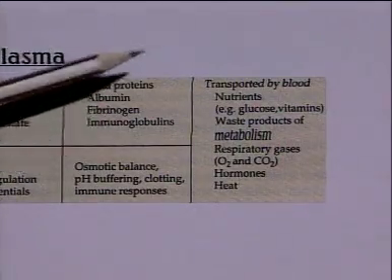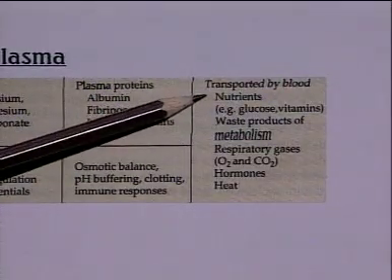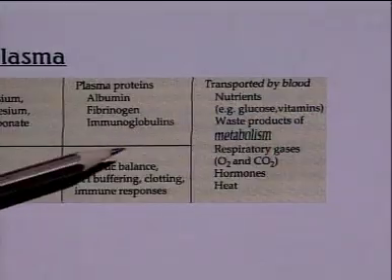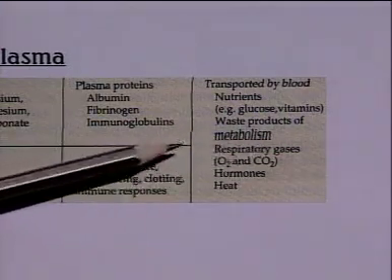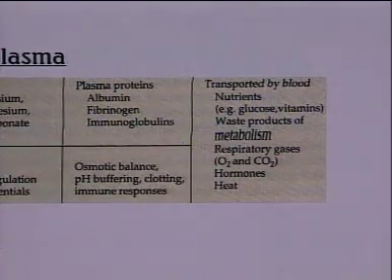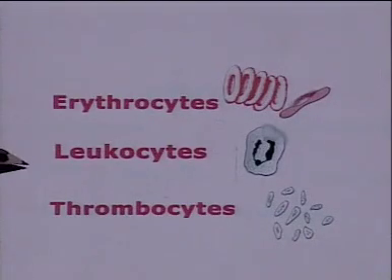Fourth component are those substances which are transported by it. Nutrients, for example, glucose and vitamins, waste products of metabolism, respiratory gases like oxygen and carbon dioxide, hormones, and heat. 45% of the blood volume is due to blood cells. There are three principal types of blood cells, namely erythrocytes, leukocytes, and thrombocytes. We will study them one by one.